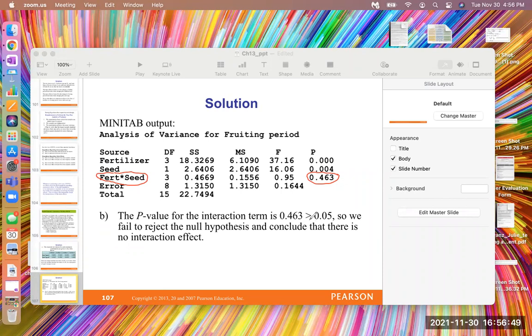So we fail to reject the null hypothesis, which was that there was no interaction. So we believe there is probably no interaction because we're not rejecting that. So there is no interaction, which means we can go further and we can now interpret both the seed and fertilizer.